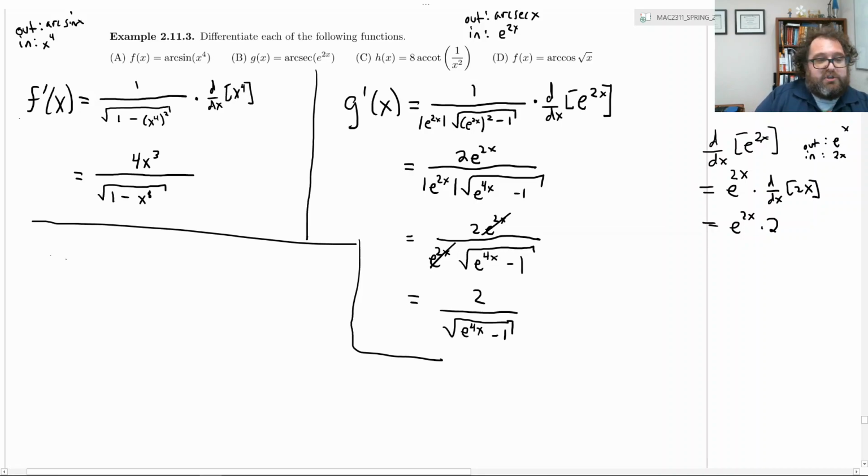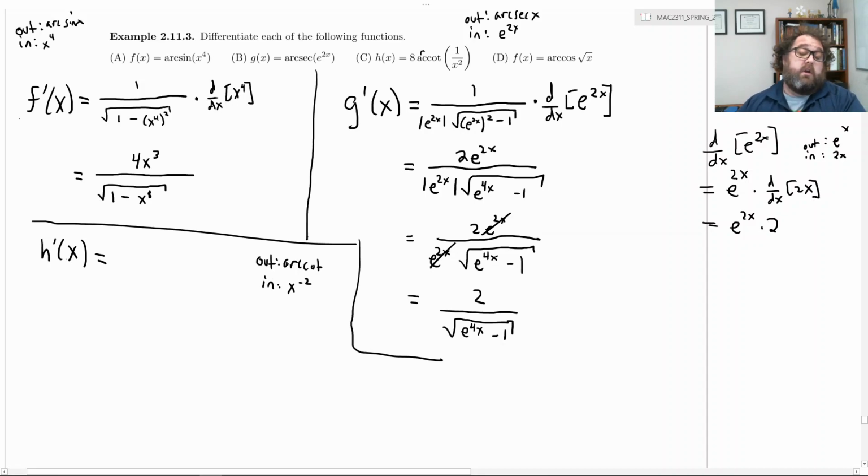All right, h prime of x is what? Okay, well, composite, clearly. Let's identify the outside and inside function. So outside is what? Well, it's supposed to be arc. Need a little r there. Arc cotangent.